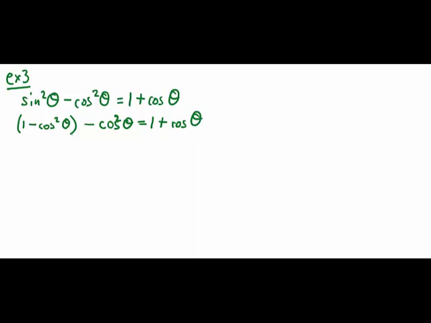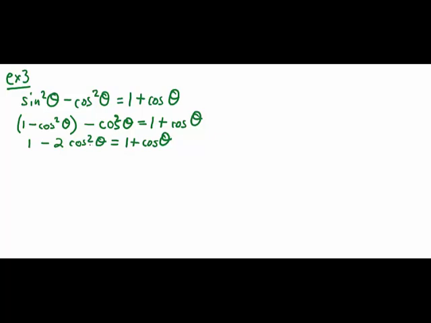And let's keep on simplifying. Now what I'm going to do on the left-hand side here, I'm going to actually combine the cosine squareds. If I lose cosine squared theta and lose another 1 cosine squared theta, now I have lost 2 cosine squared theta. And I'm going to set that equal to 1 plus cosine theta.